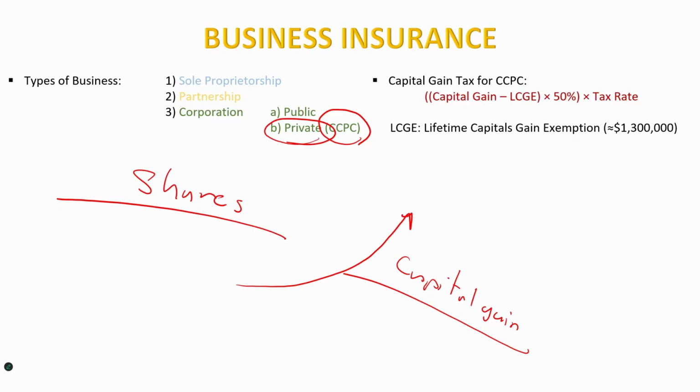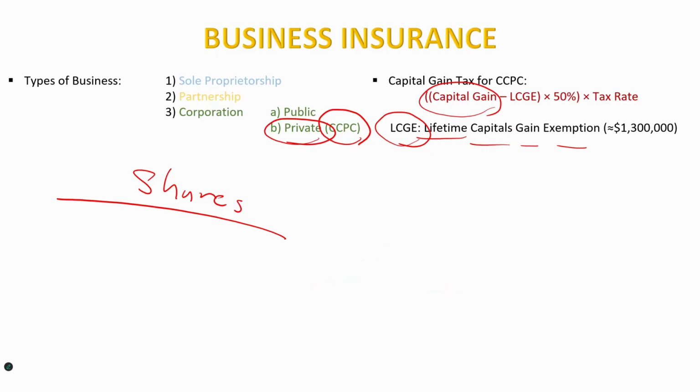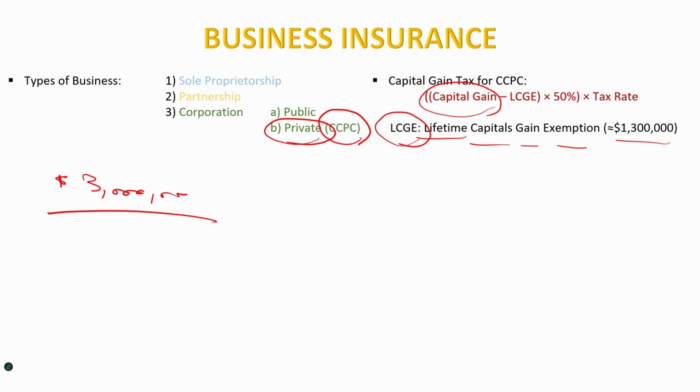But because it's a CCPC, you have something called an LCGE as well, a lifetime capital gain exemption. What this does is basically it's telling you whatever capital gain you had. So let's say the shares of the shareholder increase by $3 million. Okay, this is now what their shares are worth. Every year the government announces how much it is. So recently it's about 1.3 million. So 1.3 million of it is going to be deducted, right? It's going to be tax free. So there's going to be how much left?